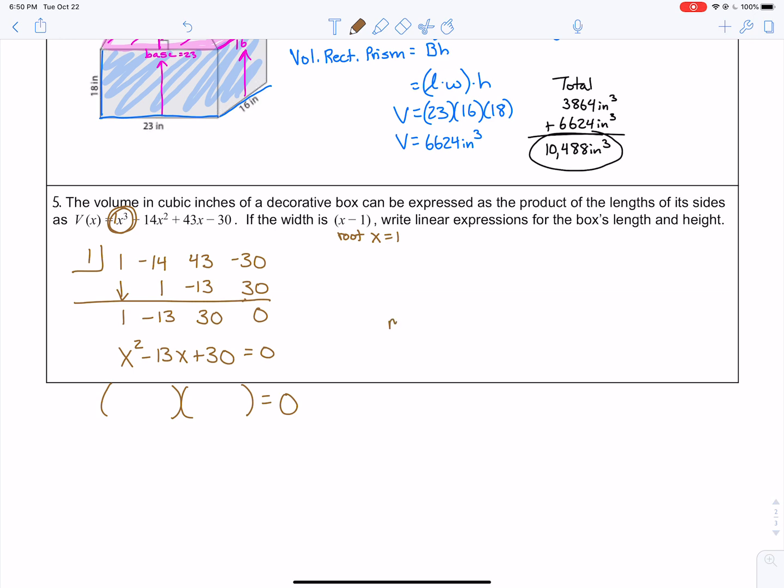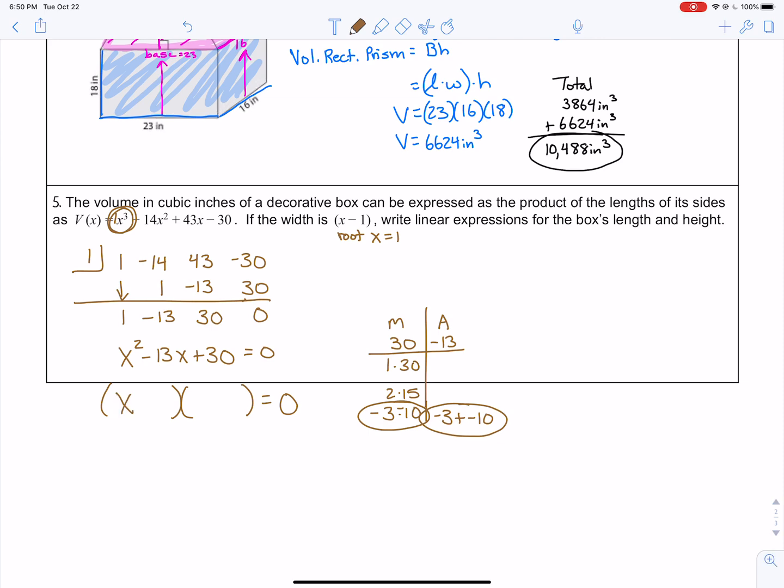All right, so what would multiply to give me 30 and add to give me negative 13? So we think about 1 times 30. Well, that would be too far apart. We have 2 times 15. That doesn't quite work. We have 3 times 10. All right, so those would work, but we need negative 13. So if we make them both negative, they still would multiply to be positive 30, but they would also add together to give us negative 13.